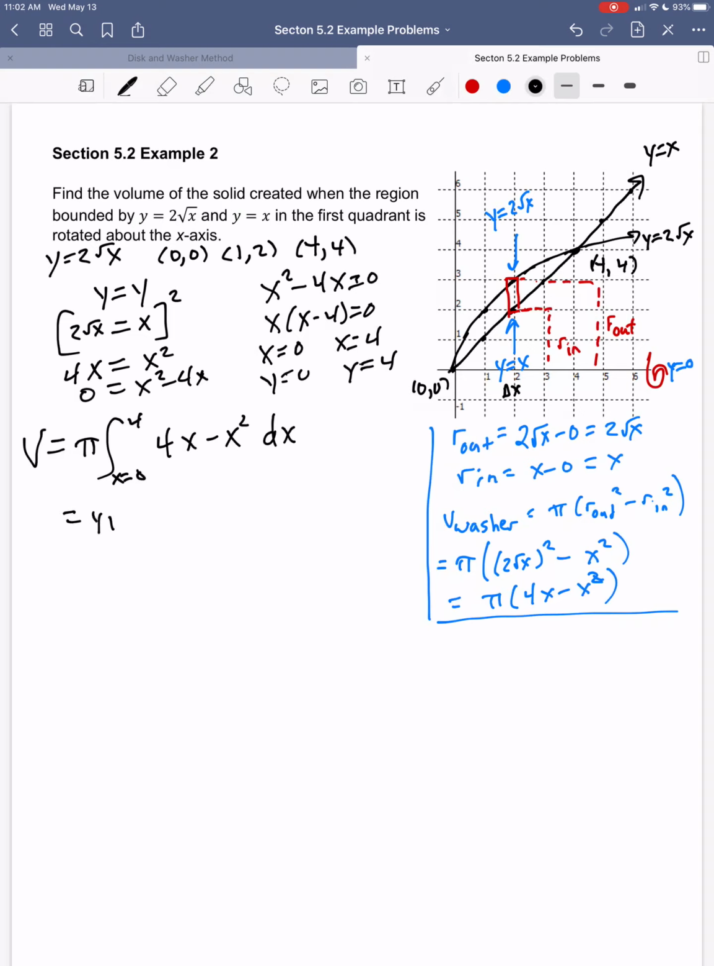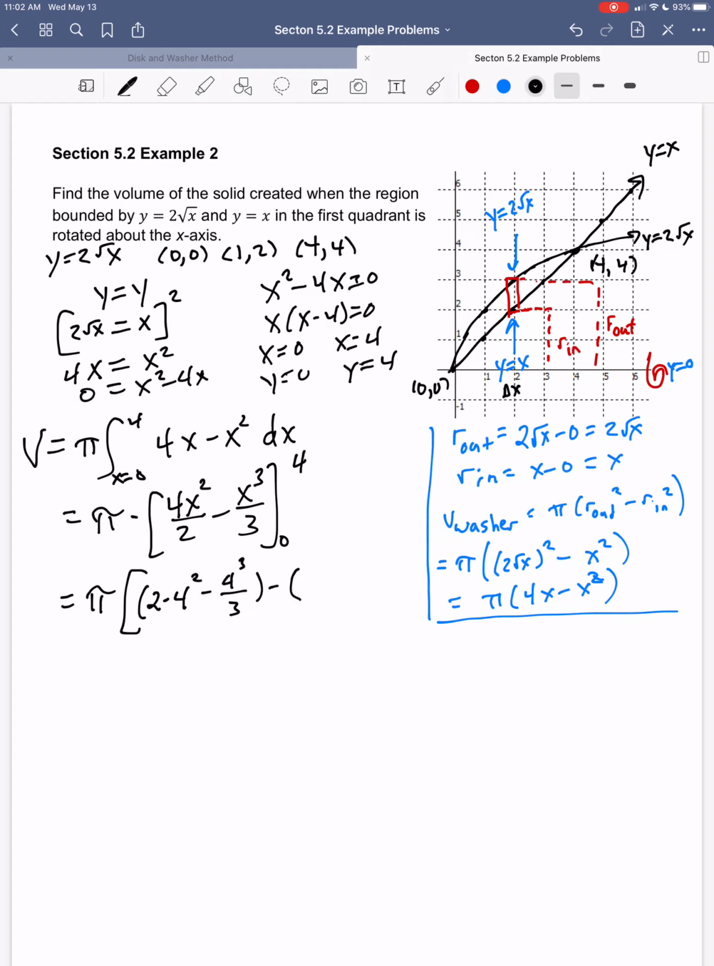So I take the antiderivative. I increase the exponent by 1 and divide by the new power. So I've got this pi going along for the ride. I plug in 4 over 2 is 2 times 4 squared minus 4 cubed over 3. And then when I plug in 0, I get 0 squared, well that's 0, I get 0 cubed, that's 0. This whole thing just becomes 0.